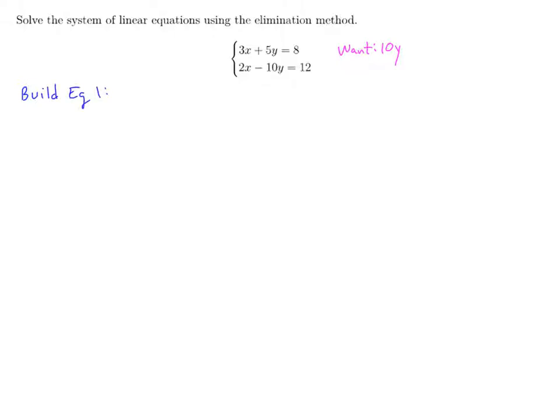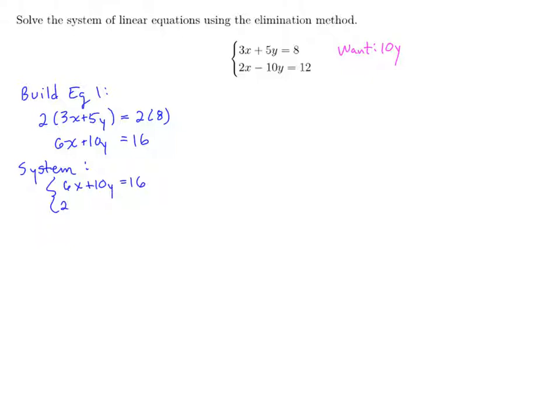And to get 10y when I have 5y, I'll need to multiply each side by 2. So I'll have 2 times the quantity 3x plus 5y equal to 2 times 8. And that'll give me 6x plus 10y equaling 16. Now I can write my system, when it's built up, as 6x plus 10y equals 16, and 2x minus 10y equals 12.